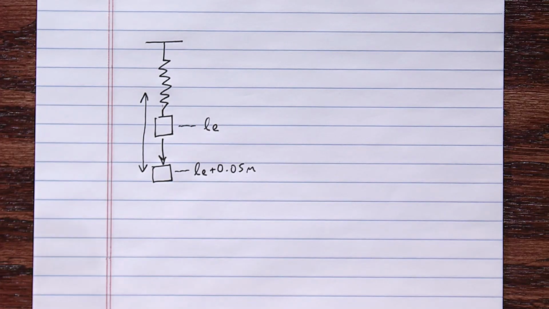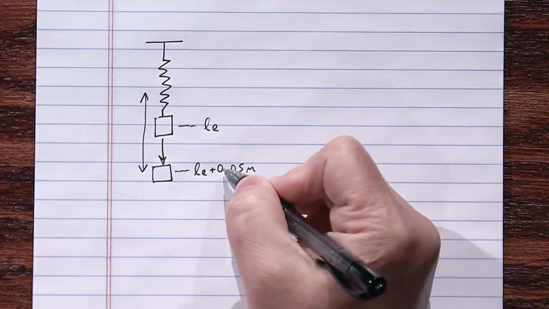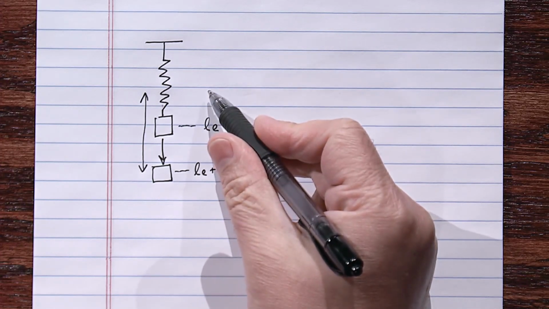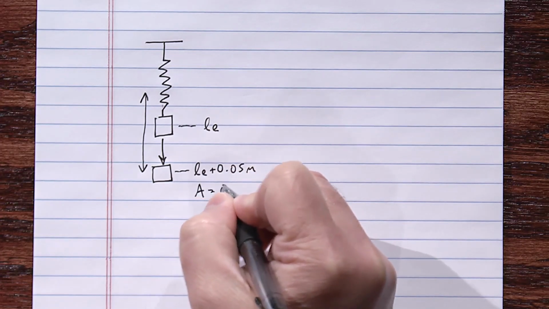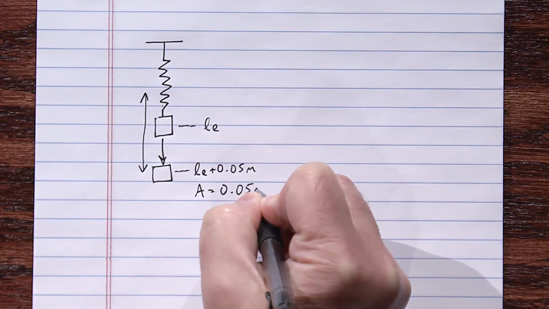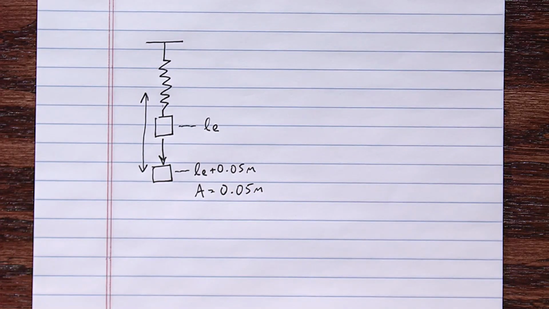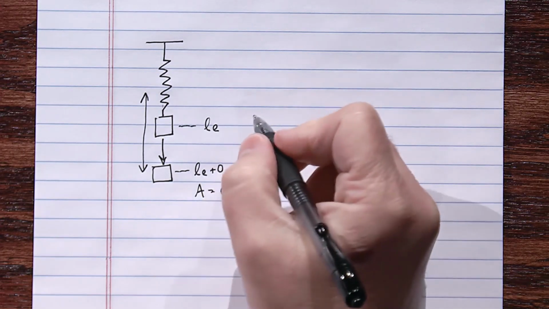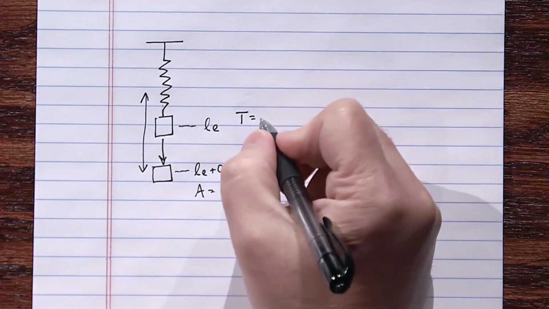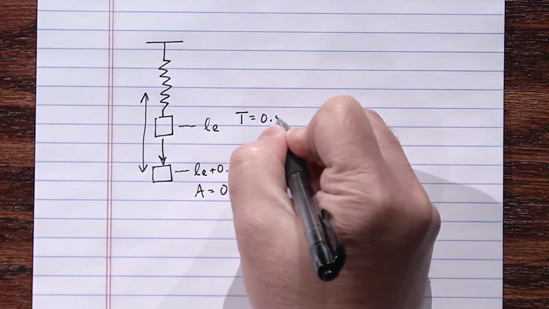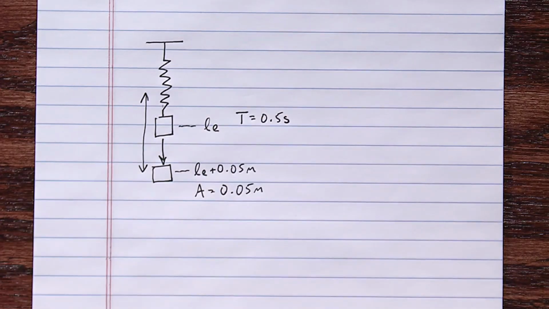and down. It'll oscillate 5 centimeters down and 5 centimeters up, and so we know that the amplitude of the oscillation is 0.05 meters. We're also told that the period of the oscillation is equal to 0.5 seconds. And that is everything that we can get out of the statement of the question.